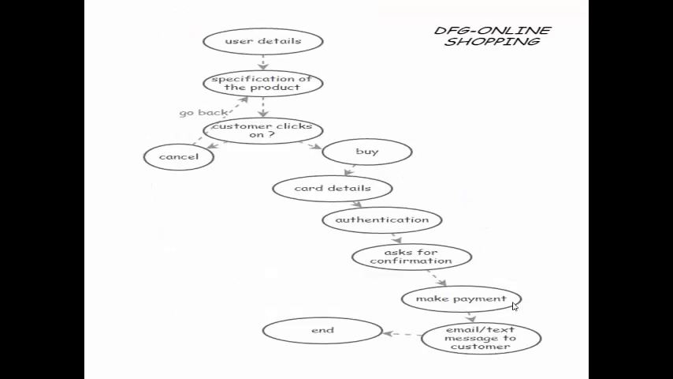All these diagrams were drawn using Insight Maker software. If you see the DFG of the online shopping, here also it is the same thing. The user details will be specified. The specification of the particular product will be there. The customer will click on the specifications of the product. If we want to buy, then it goes into the buy.